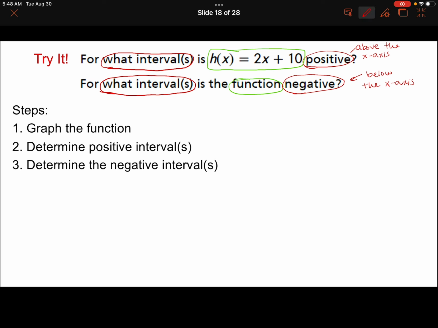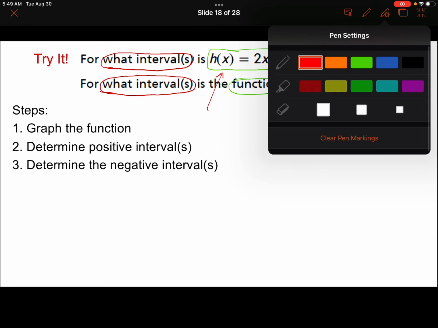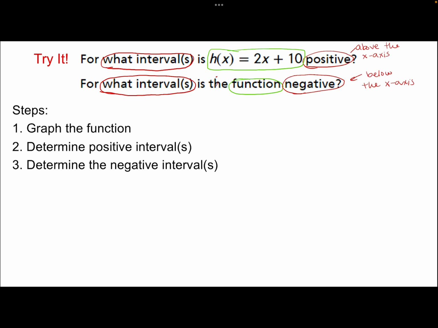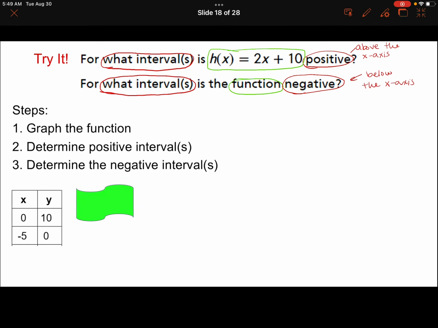First of all, what do you notice about this equation? That function right there looks like a slope-intercept form, right? But before we do that, we can also make a t-chart if it works. There you go.